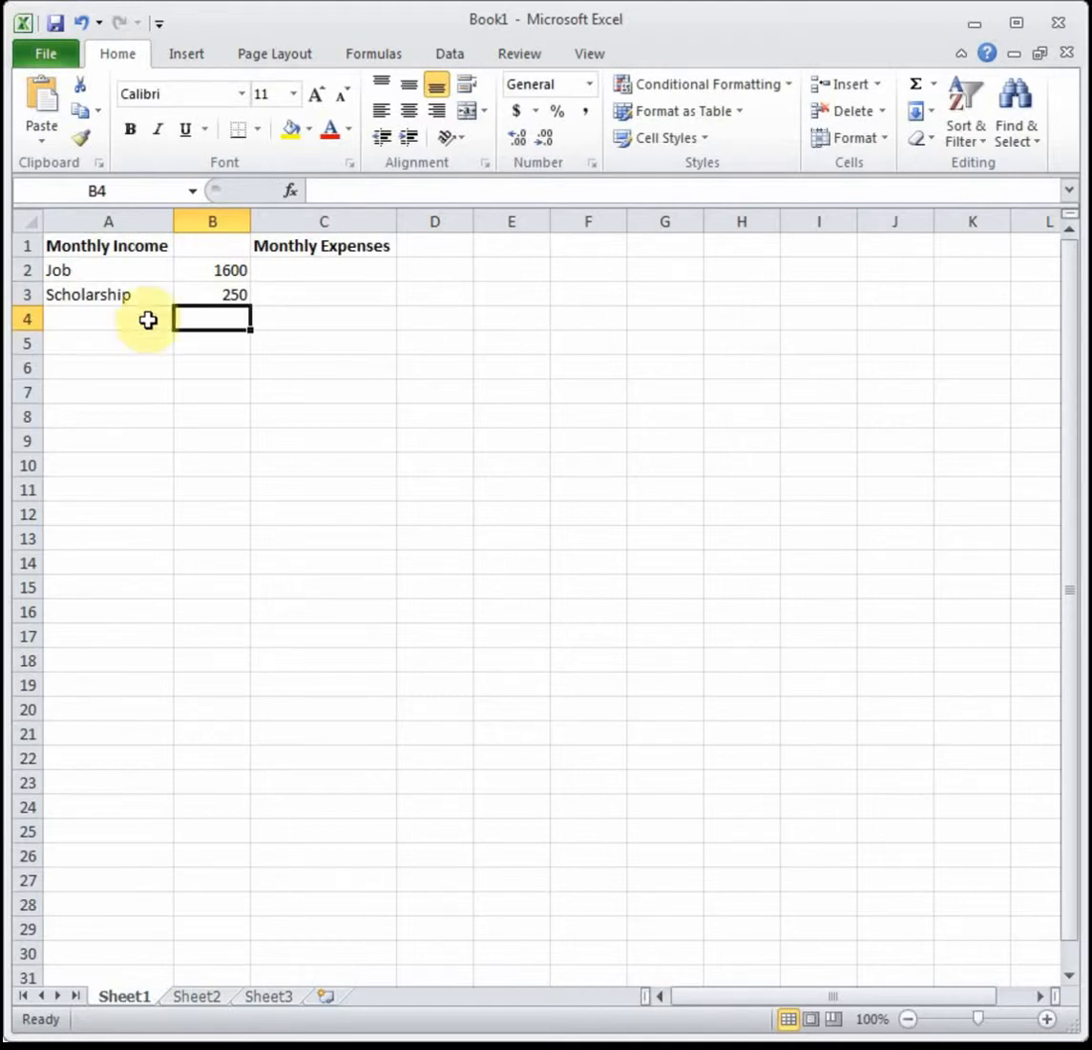Now she has monthly expenses of $500 a month for rent. Utilities, she has $120 a month. Her gym membership is $30. And $110 for insurance.